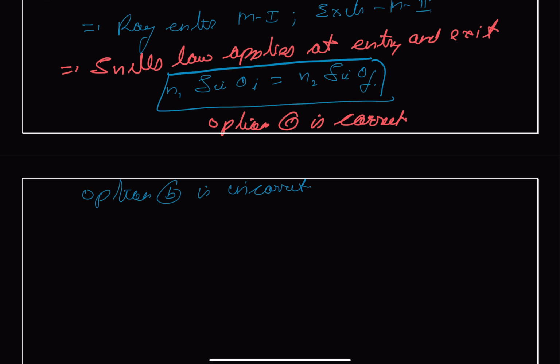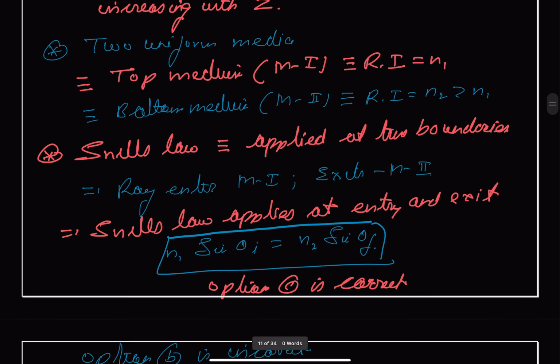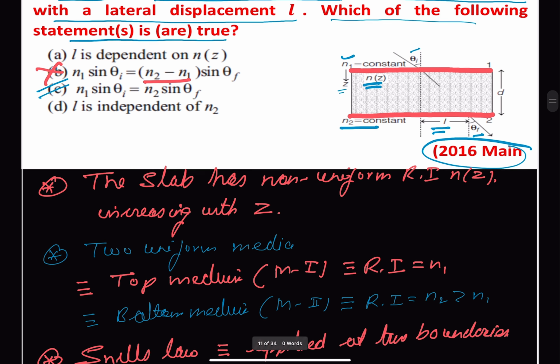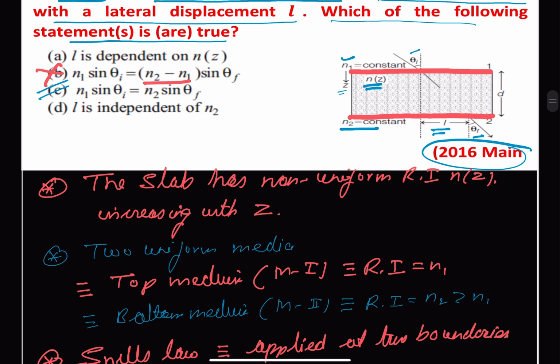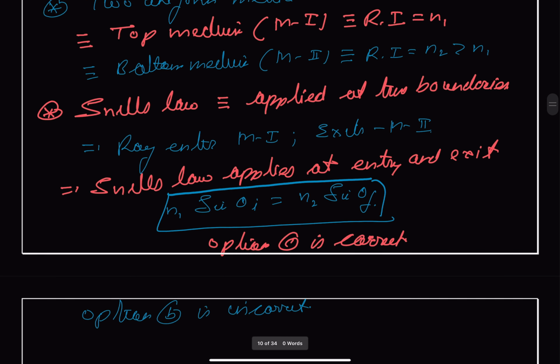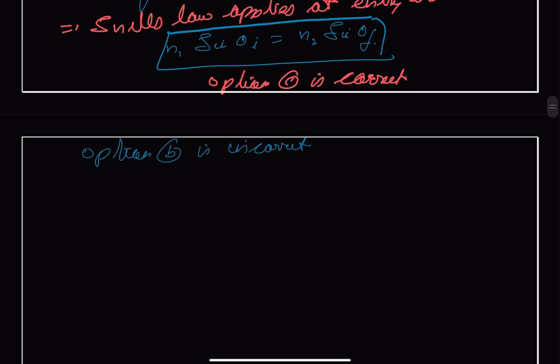And we can further discuss the lateral displacement, which is what was left. So we have two things left: L is dependent upon n of z, and L is independent of n2. First of all, let's try to understand what the lateral displacement is.